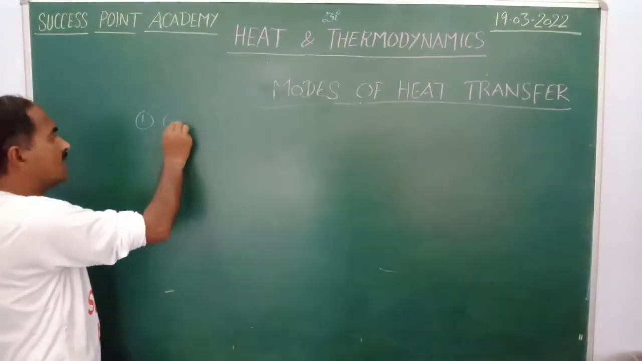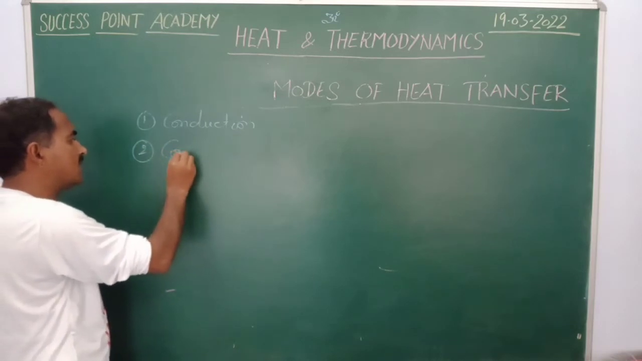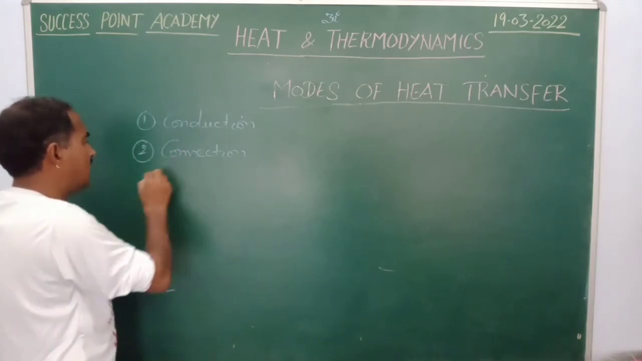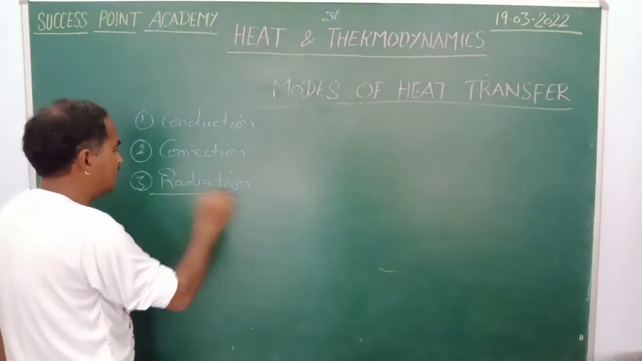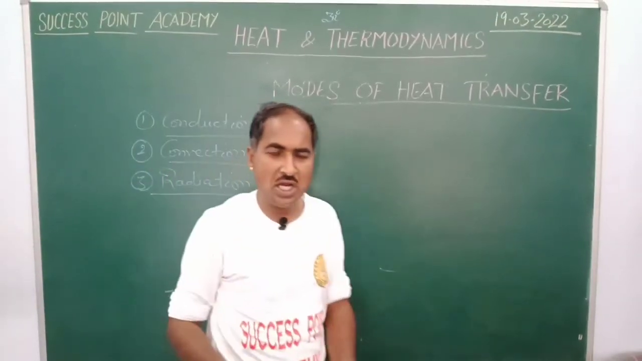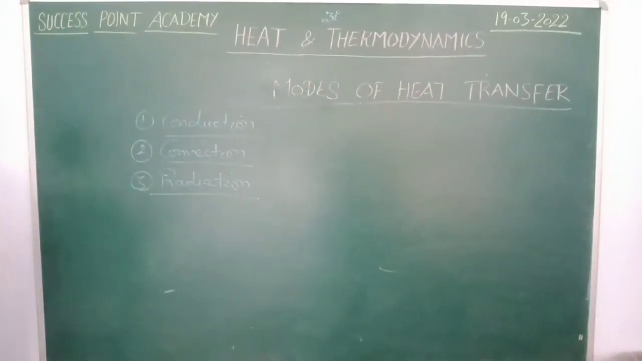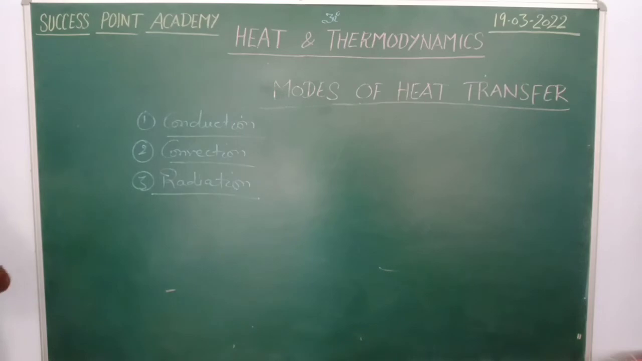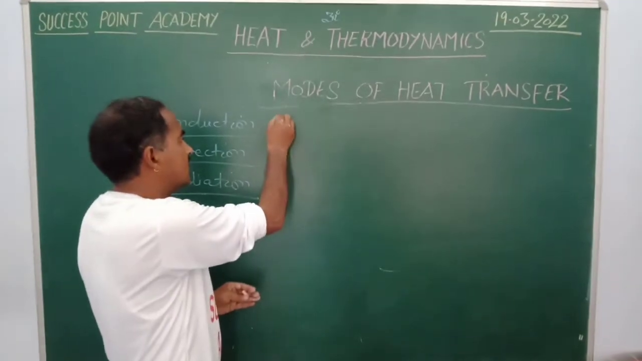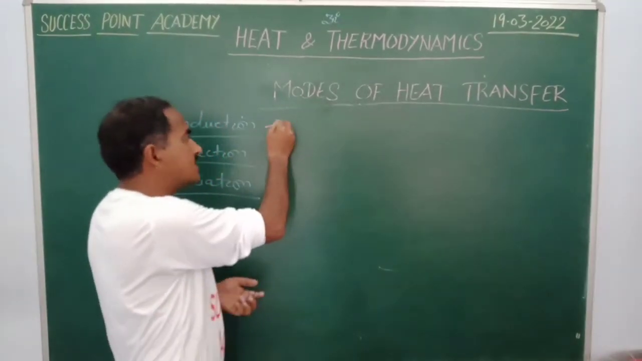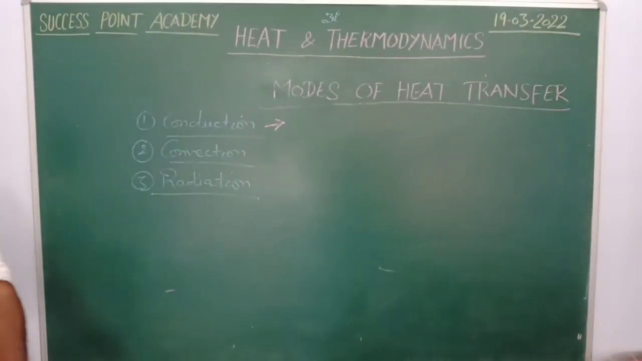Number one is conduction, number two is convection, and number three is radiation. Now try to understand conduction, convection and radiation. Try to understand all these terms, what happens in these terms. First we try to understand what is conduction, or you can say what is thermal conduction.